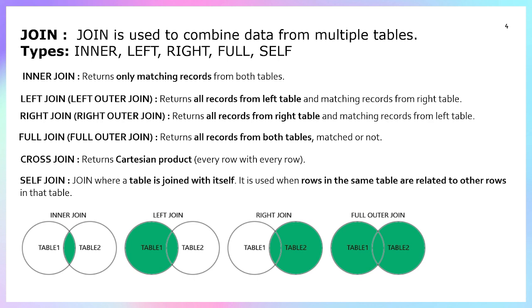Means if one table has a few records, another table has a few records, and you want to show both tables' records at the same time with some relation. At that time we apply the join.